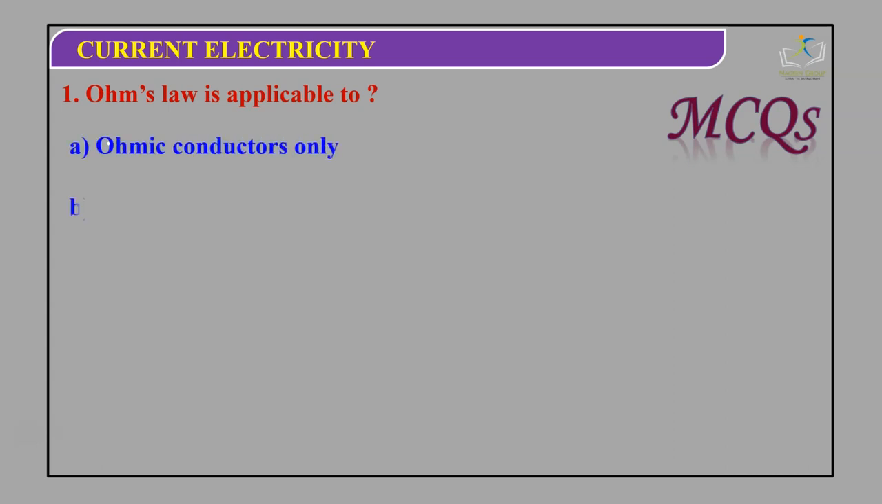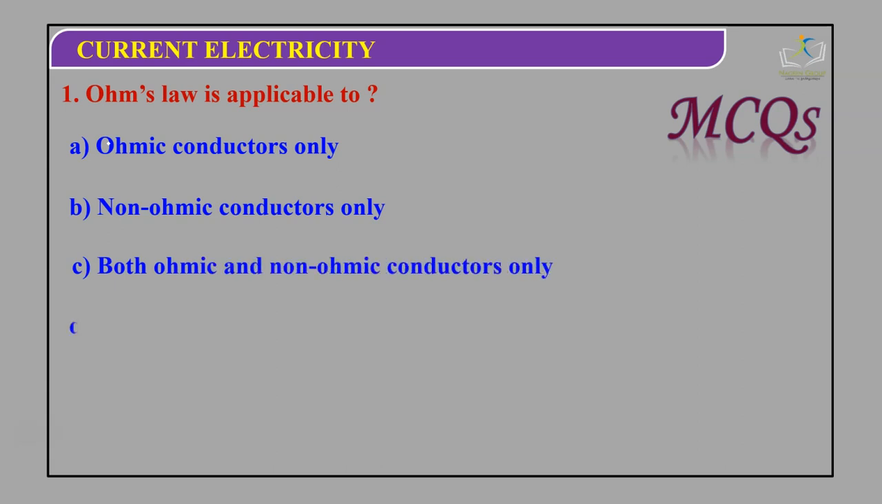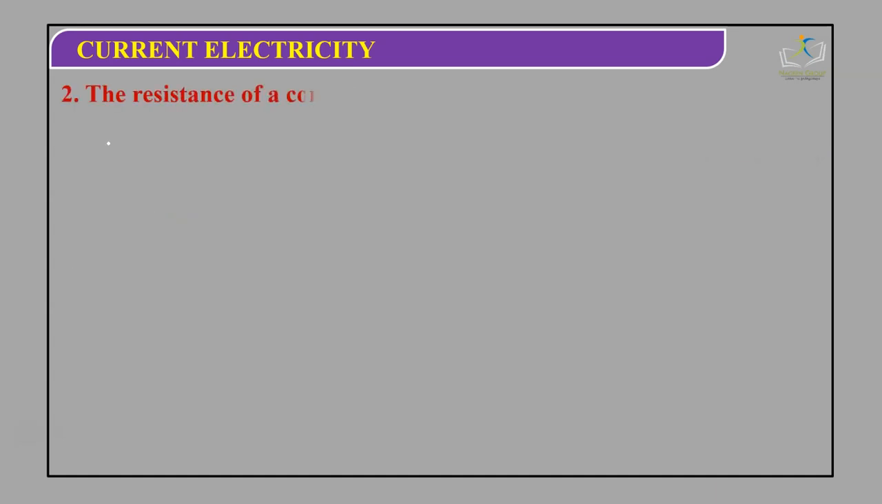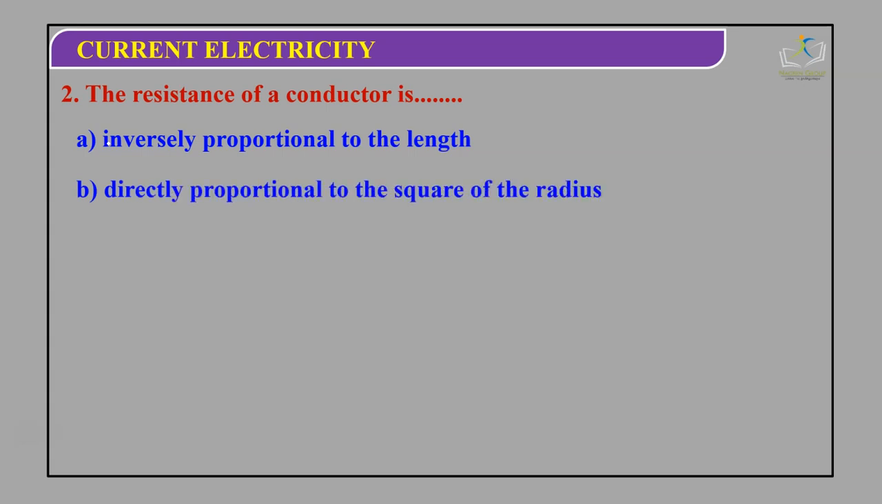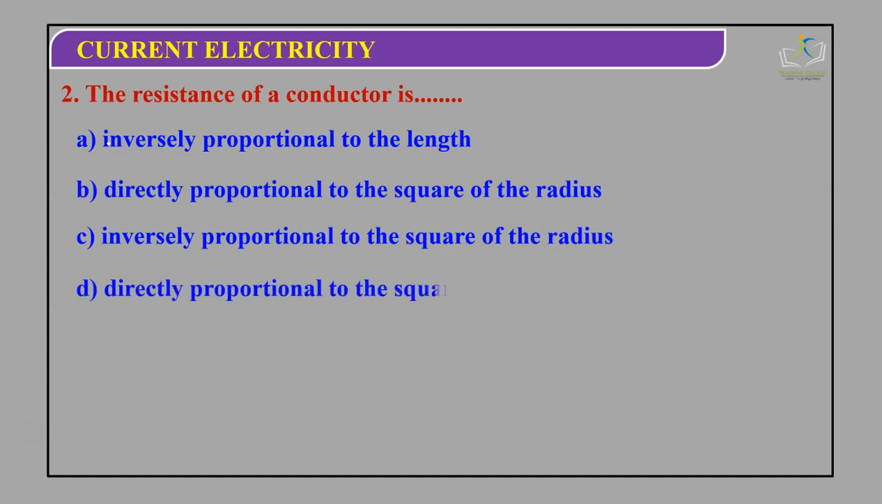So we move to another question. Ohm's law is applicable to ohmic conductors only, non-ohmic conductors only, both ohmic and non-ohmic conductors, or vacuum tubes only. The correct answer for this question is option A. Next question: the resistance of a conductor is inversely proportional to the length, directly proportional to the length, inversely proportional to the square of the radius, or directly proportional to the square root of the length. The correct answer for this question is option C.